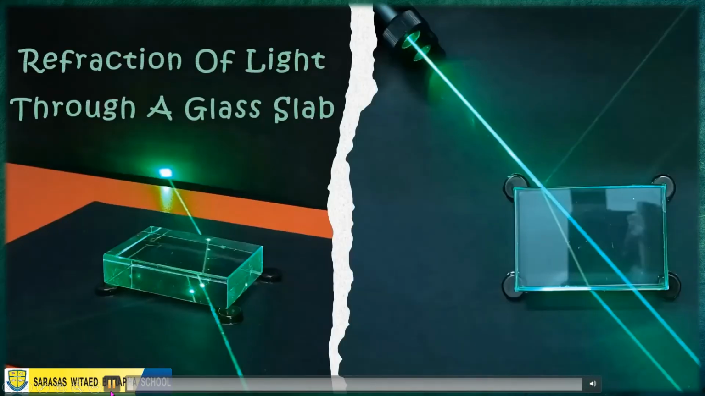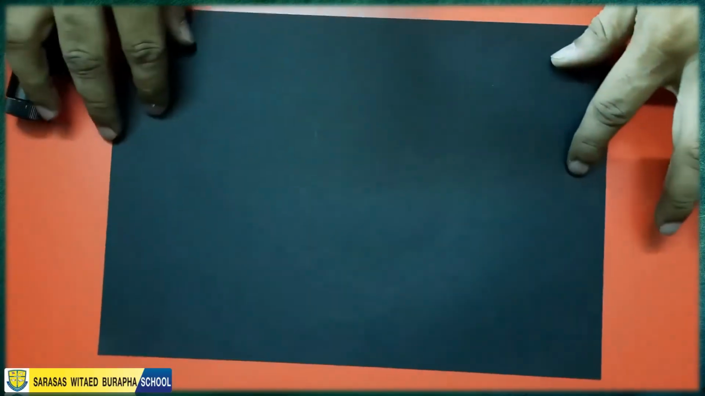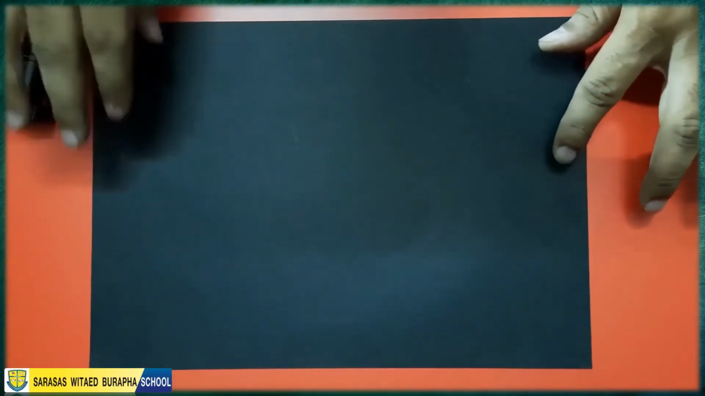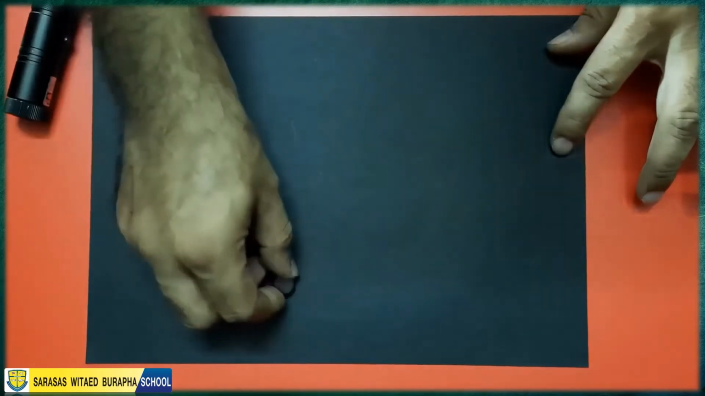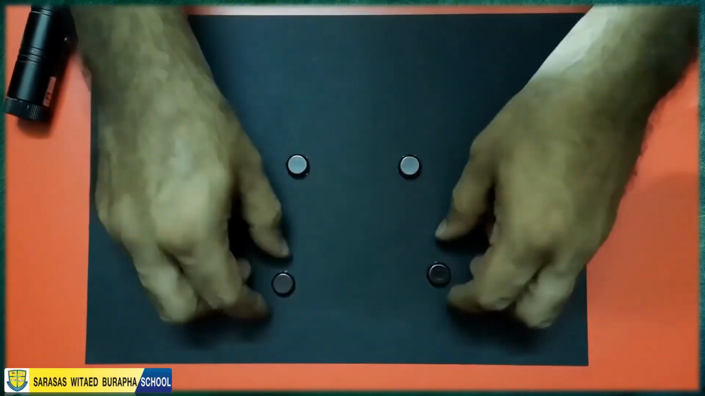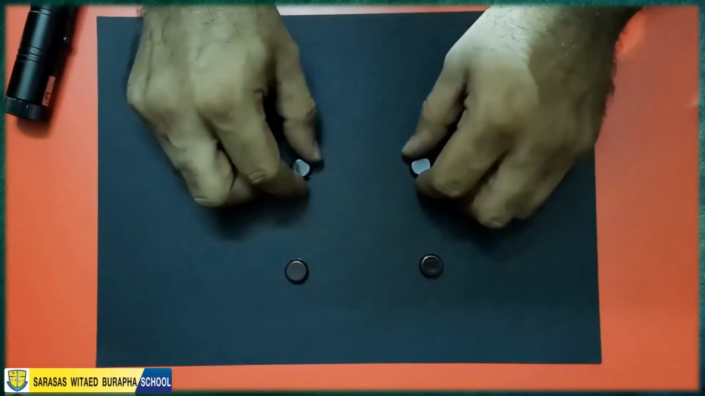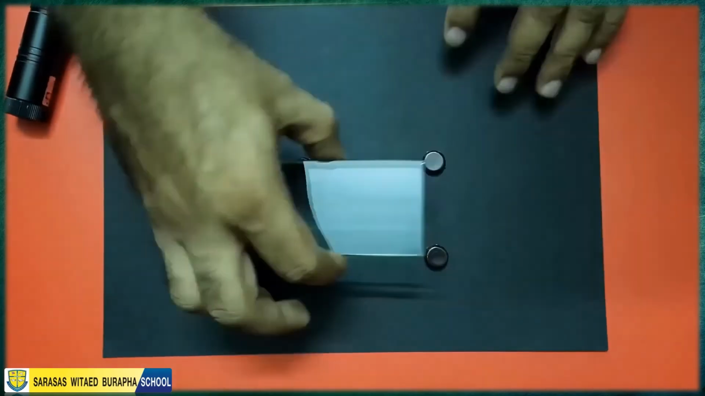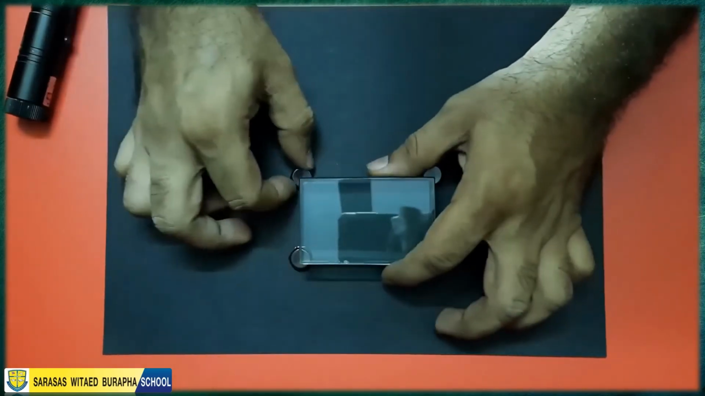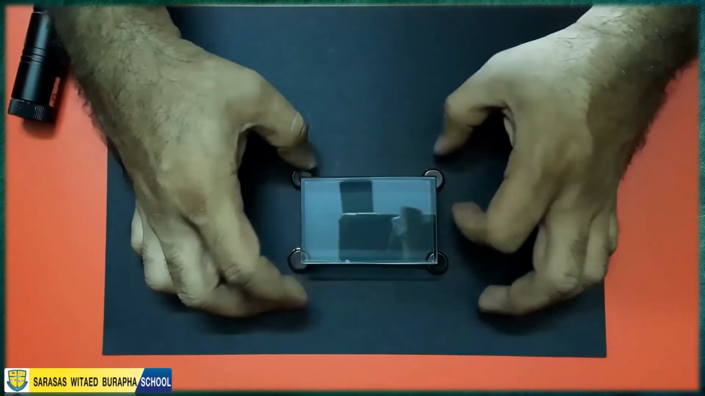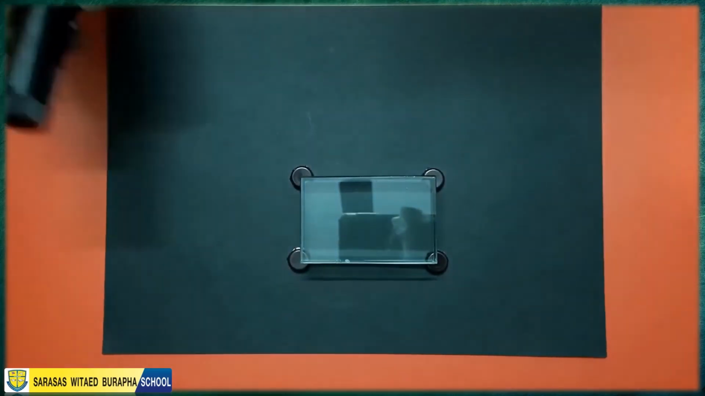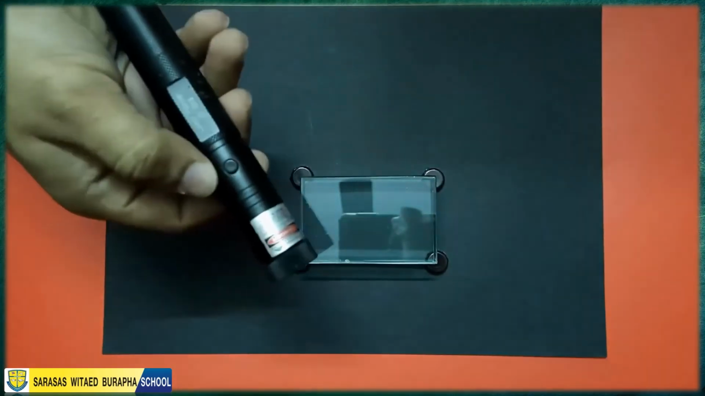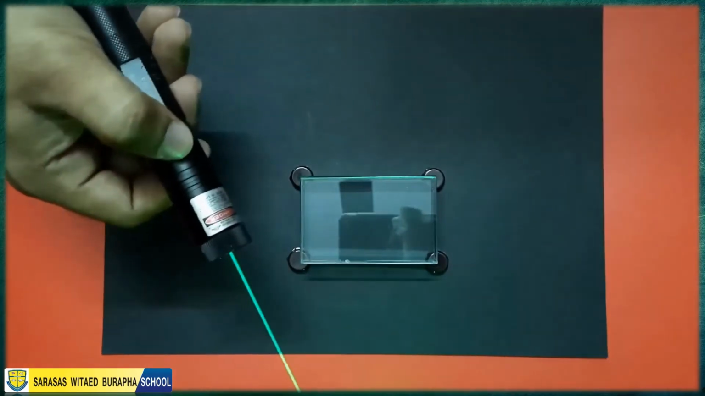Refraction of light through a glass slab. For this activity, we will take a black paper as a background for laser beam. We have placed 4 tablets on the black paper, which serve as a platform for the glass slab. Friends, these are simple paracetamol tablets used to raise the glass slab slightly above the surface for better clarity of the laser beam. For the activity, we are taking a powerful green laser torch. Now switch it on.